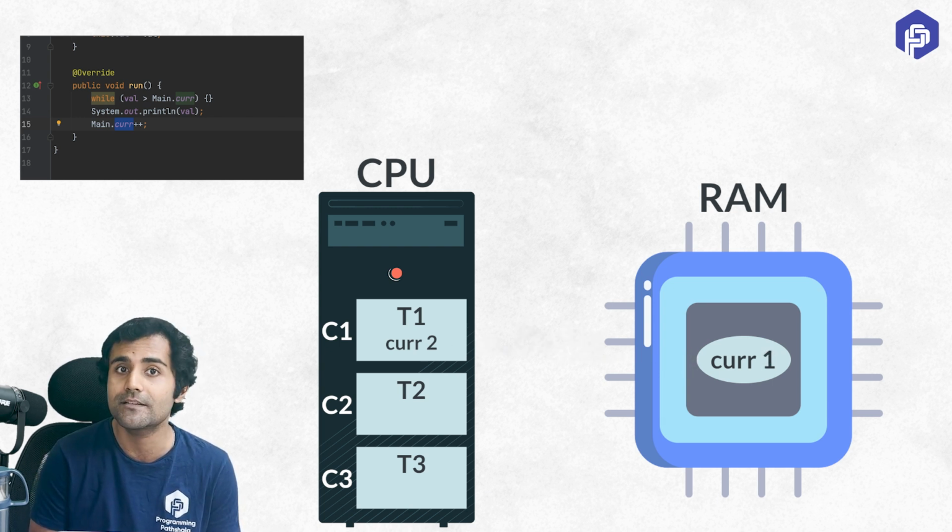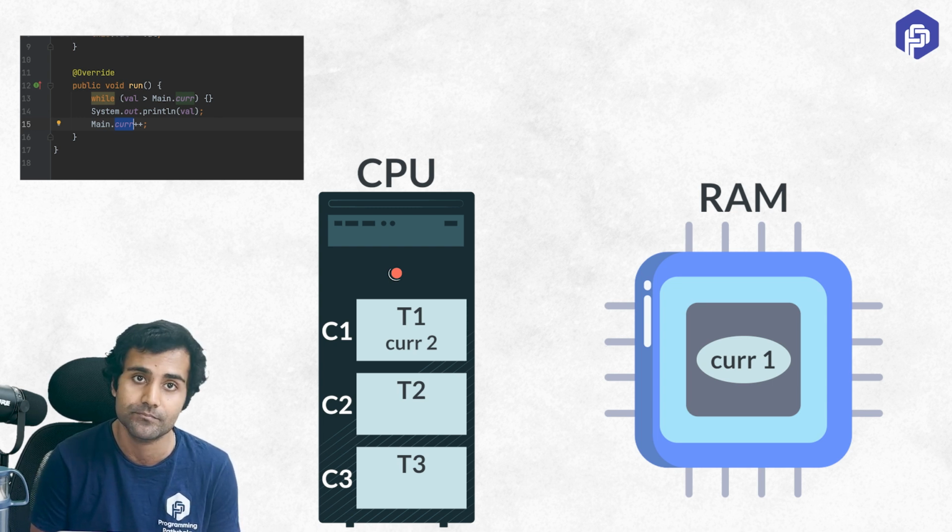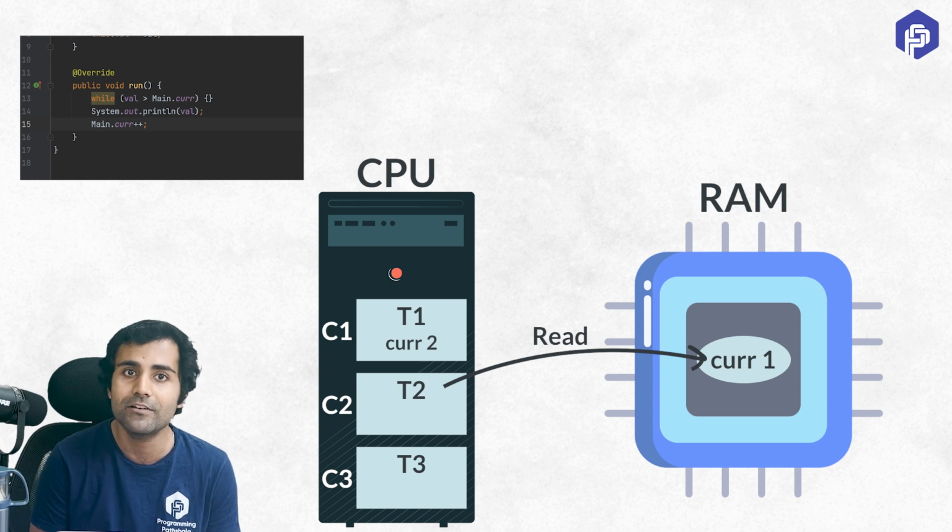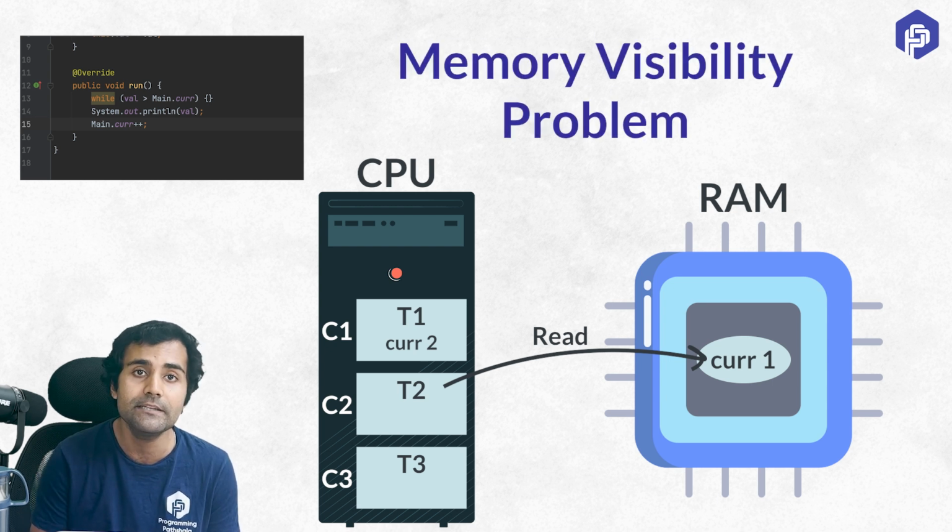But it poses a great risk. What if a certain thread has made a change inside this current and that change has still not been flushed back into the main memory? Other threads which are trying to read the value of current will not find it updated; they will find it to be the same old value. This problem is called the problem of memory visibility. So the second danger of concurrency is memory visibility.